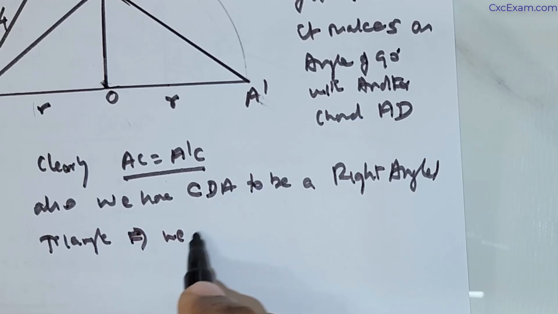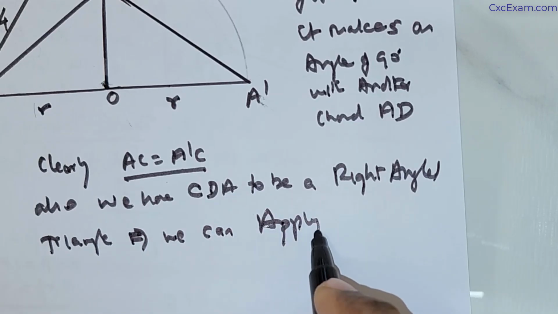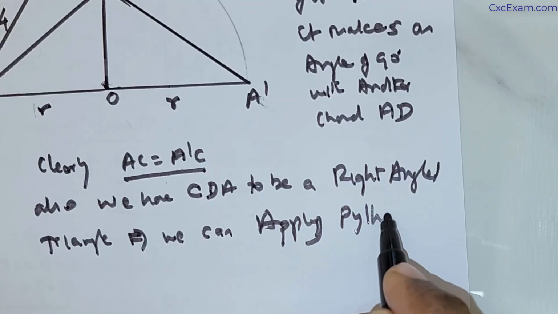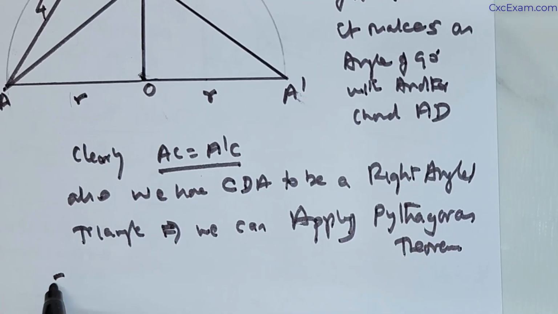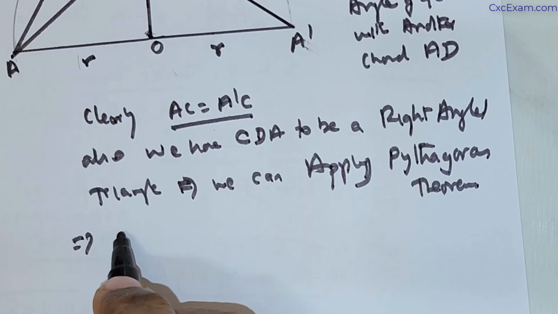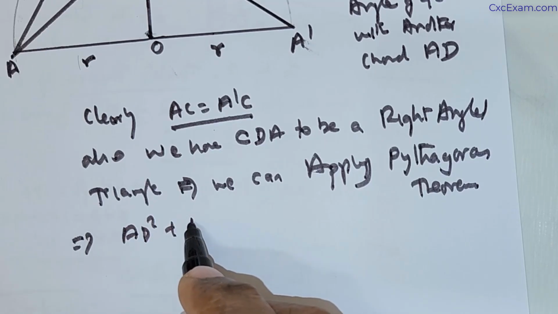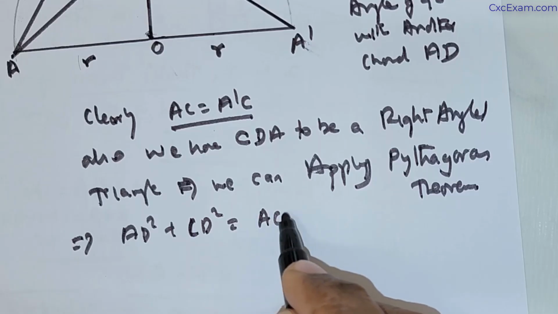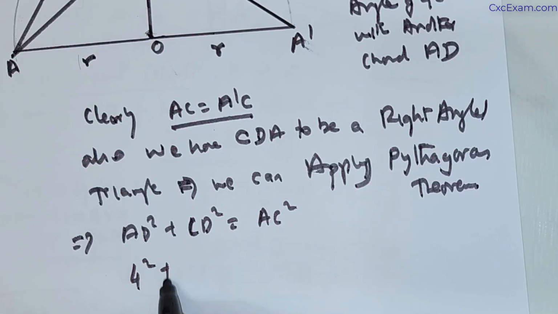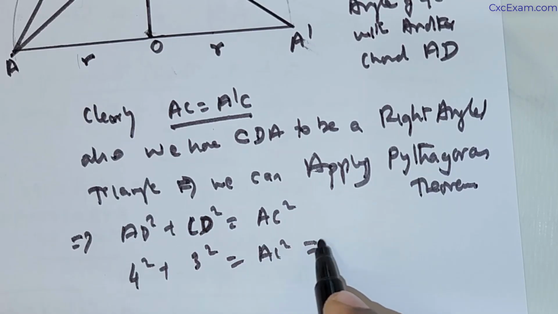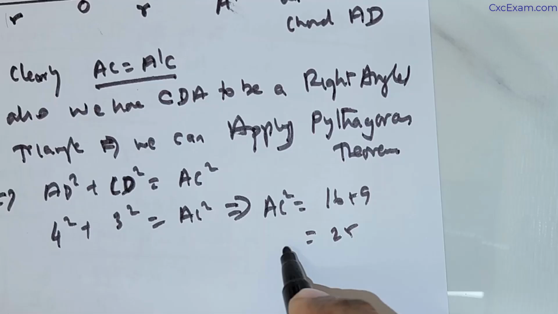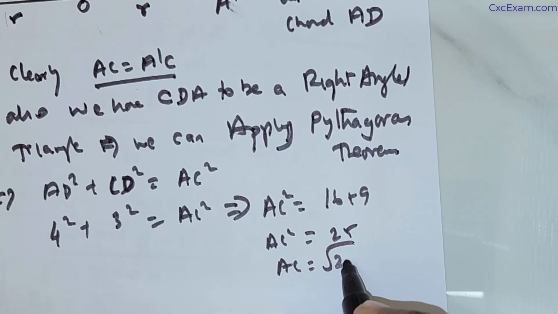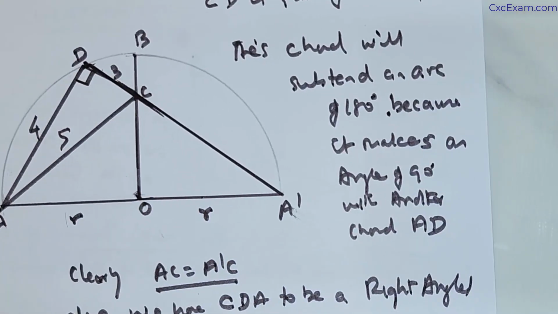So this means we can apply Pythagoras theorem, right? So what is the Pythagoras theorem? We will apply AD squared plus CD squared is equal to AC squared. So AD squared is 4 squared, CD squared is 3 squared, AC squared is required. So from here AC squared is 16 plus 9, which is 25. So AC is equal to root of 25, which is 5. So this is 5 units.